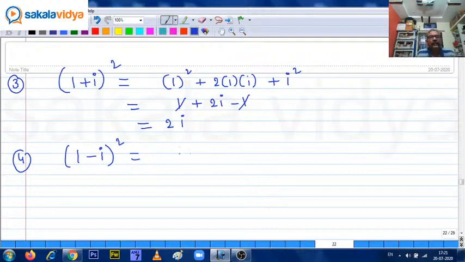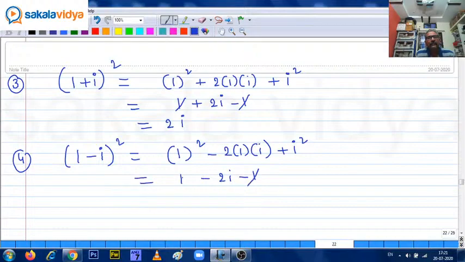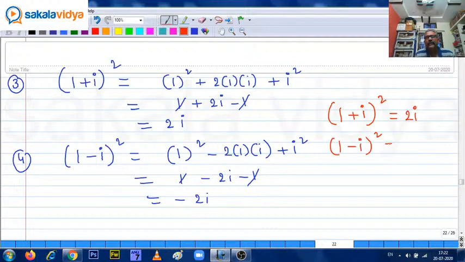This will be a minus b whole square formula. 1 square minus 2 into 1 into I plus I square. 1 minus 2i minus 1, 1 minus 1 cancel, minus 2i. Please all of you remember these two. You list out like this: 1 plus I whole square is 2i, 1 minus I whole square is minus 2i.